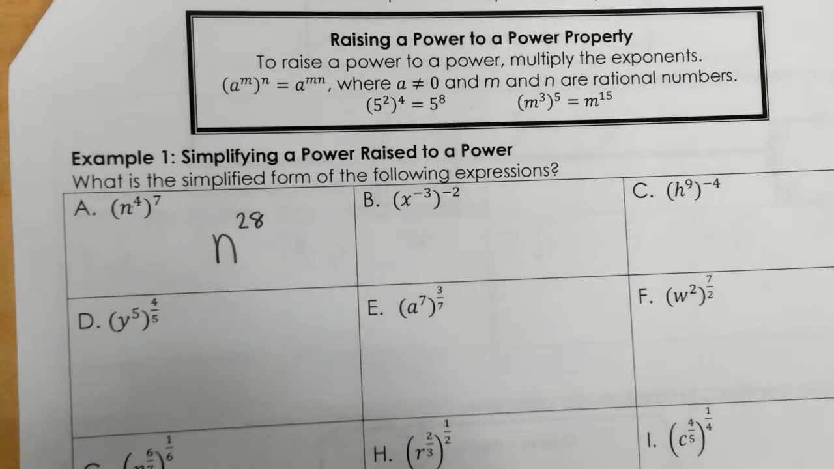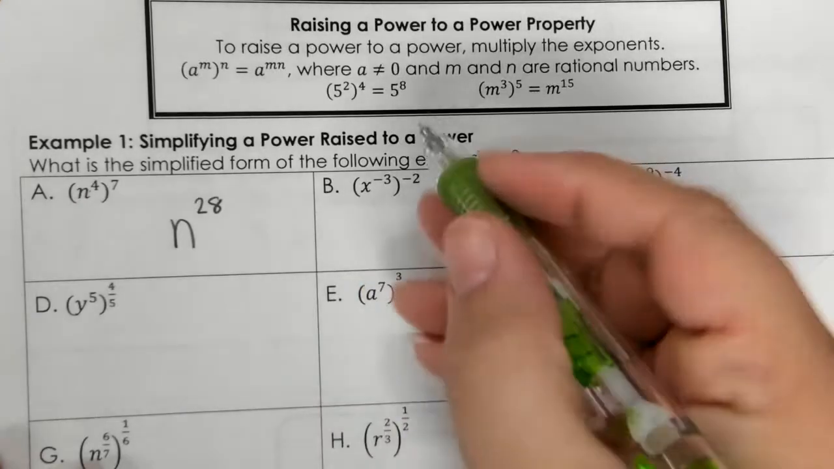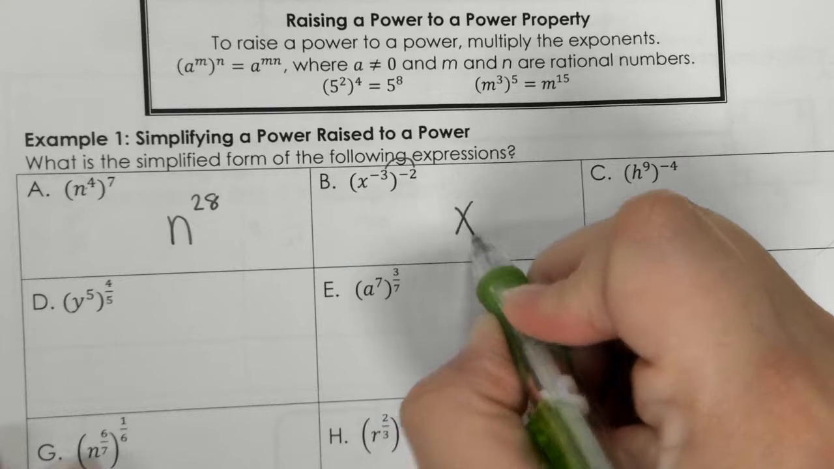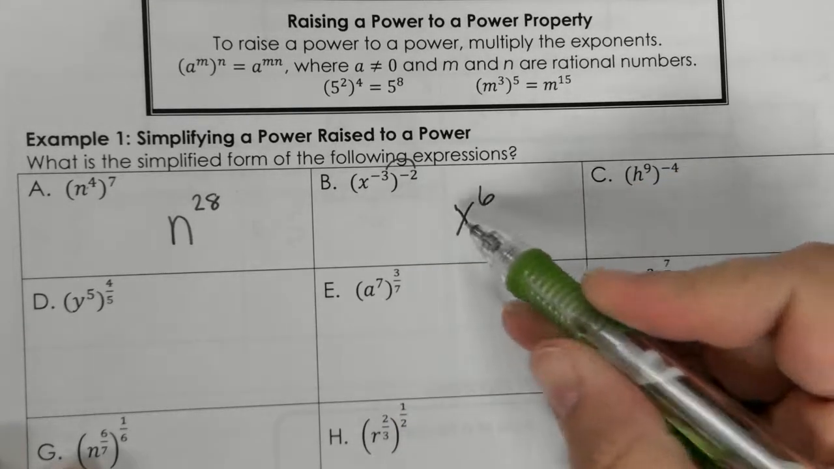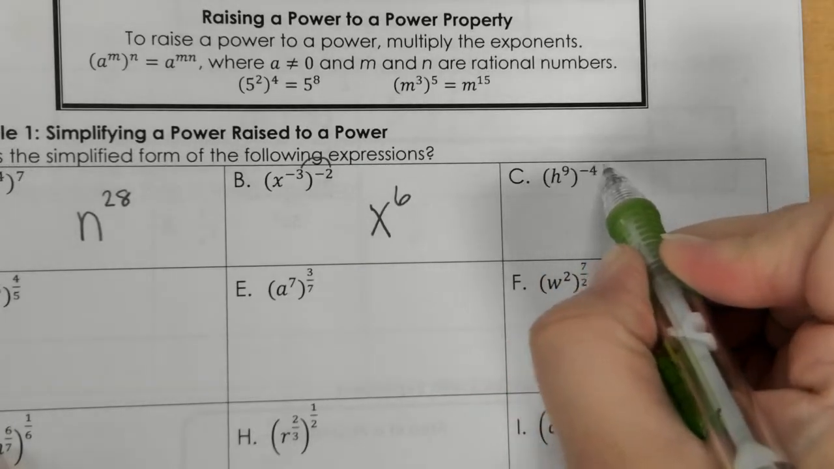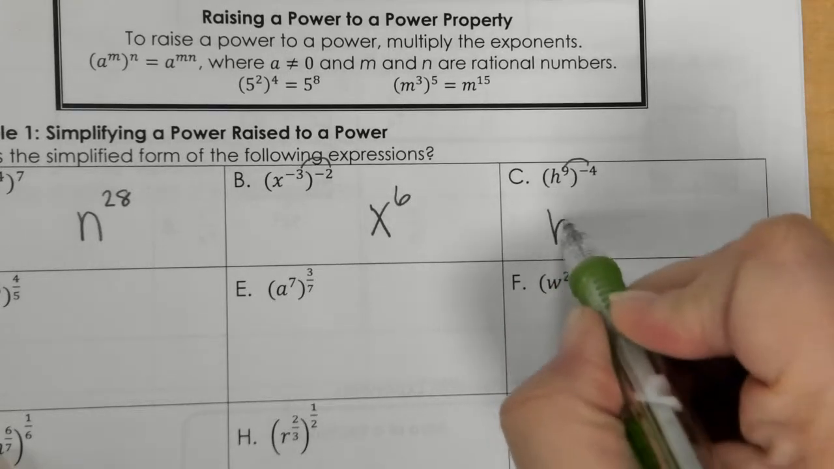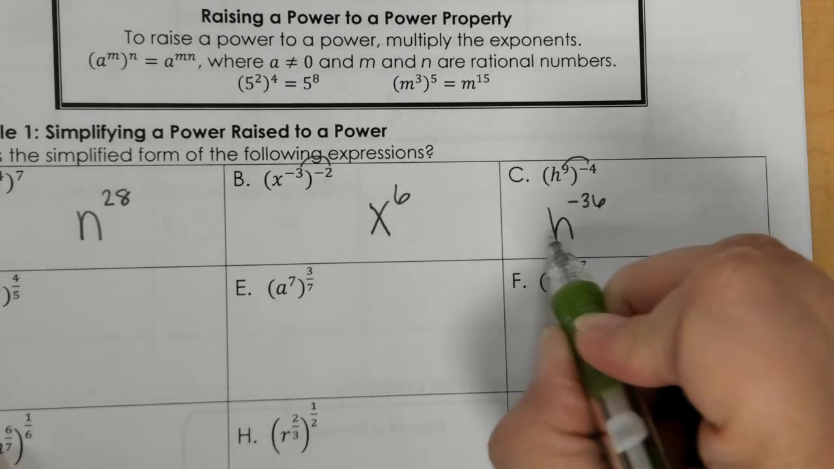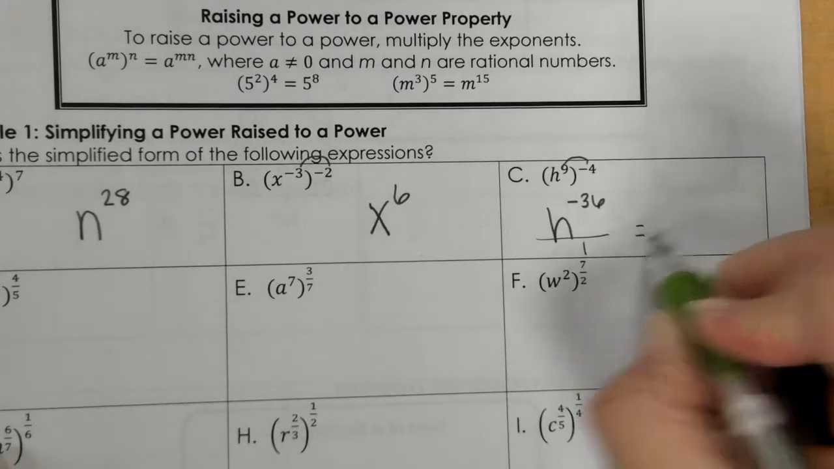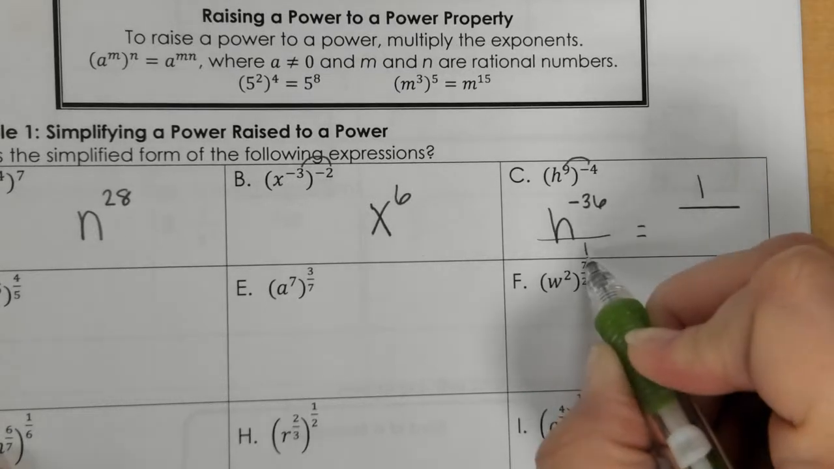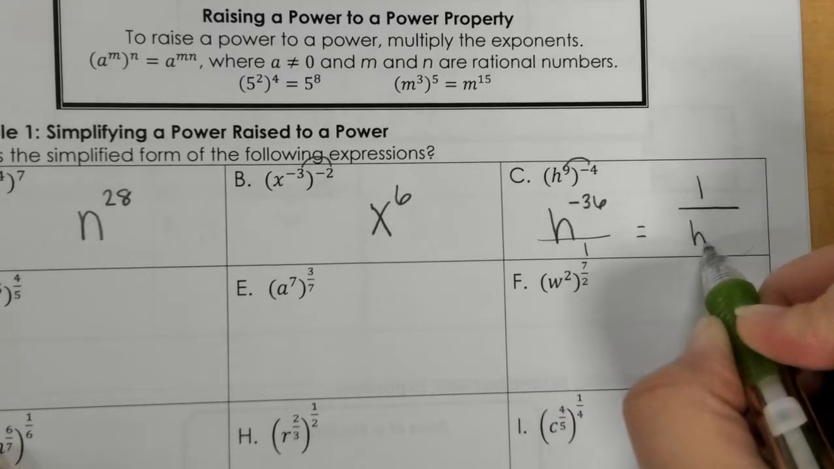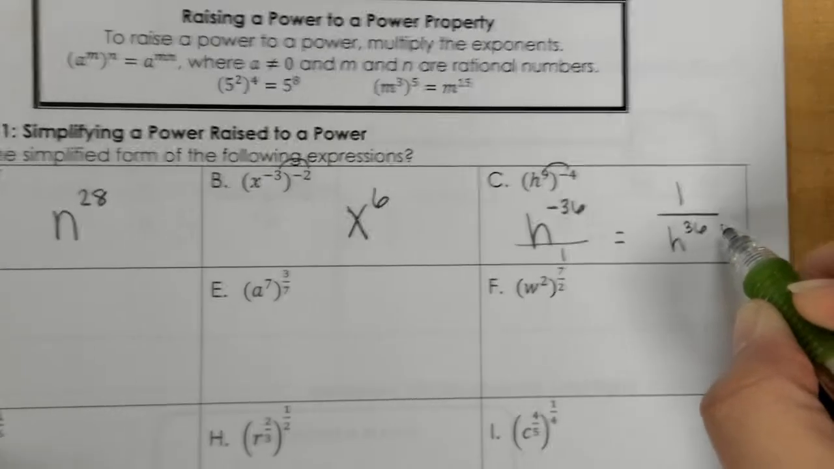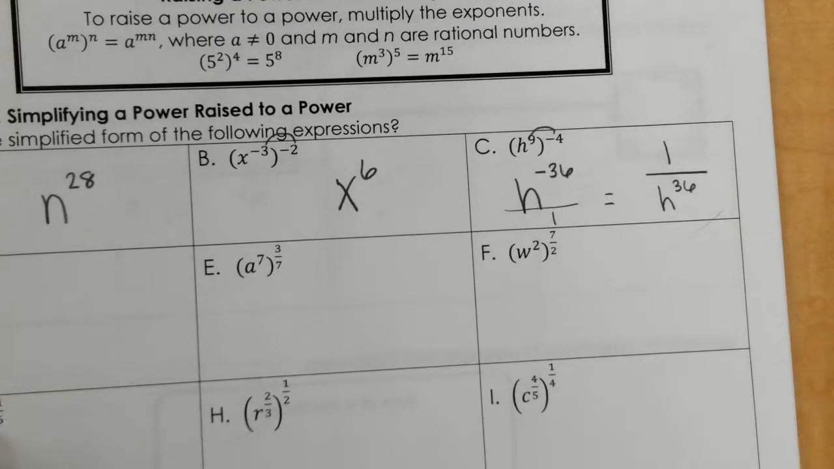Again, we're making sure we have positive exponents every time we end our answer. So in B, a negative 2 times negative 3 is positive 6. So that one's okay. For C, we have negative 4 times 9. That gives us negative 36, which we can't have that negative exponent. So we're going to put that over 1, and we're going to flip it. So 1 will go to the bottom, and then we'll put h to the 36th power in our denominator, making sure that 36 is positive.